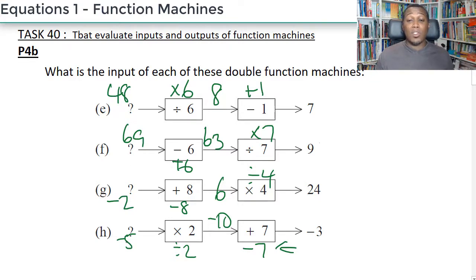48, 69, minus 2, minus 5. Okay, yeah, we're fine there. Right. 63, 63. Okay, yeah. All right, so those are your answers there. Right now I'm trying to do that as quickly as possible so that those of you who are confident on it, we didn't lose too much time on that.